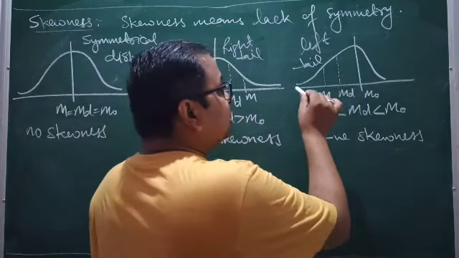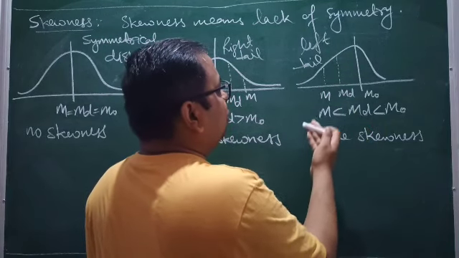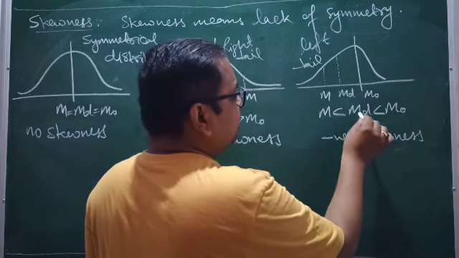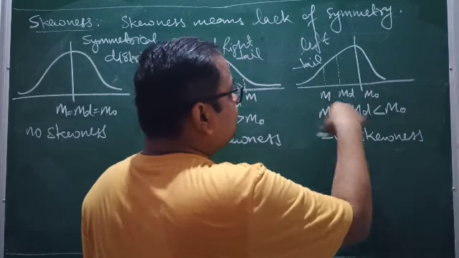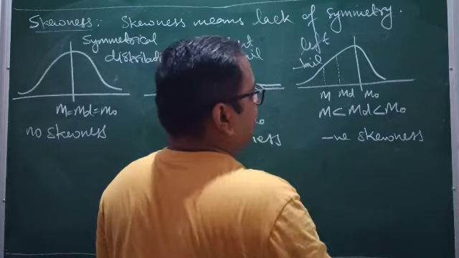Next, left tail curve. It means most of the data points lie on the right side, and this is the left tail curve. In this case, mean is less than median is less than mode. In this case, the distribution has negative skewness.